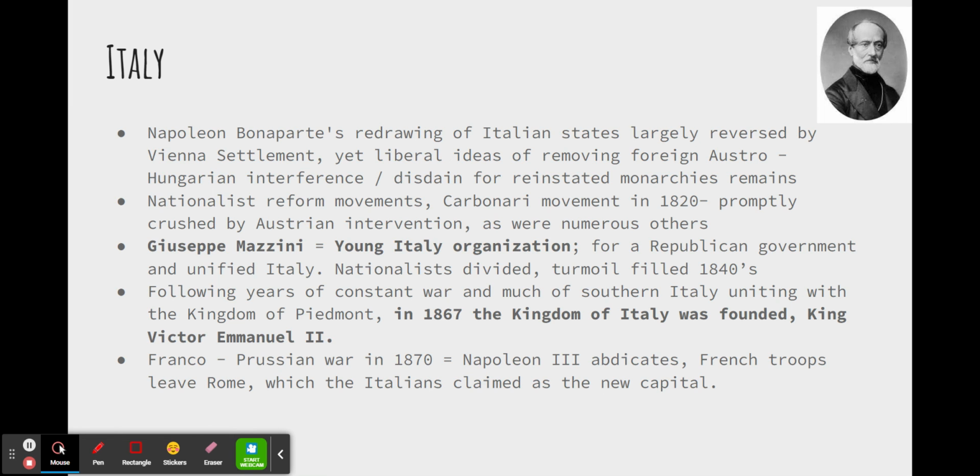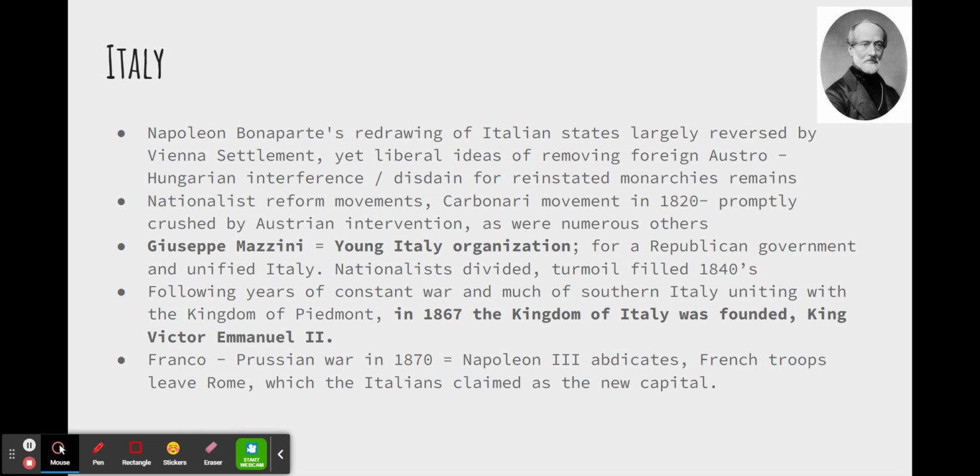And after following years of constant, seemingly unending war, we actually see that much of southern Italy gradually unites with the powerful Kingdom of Piedmont up north. And in 1867, the Kingdom of Italy was founded, with King Victor Emmanuel II as its king.